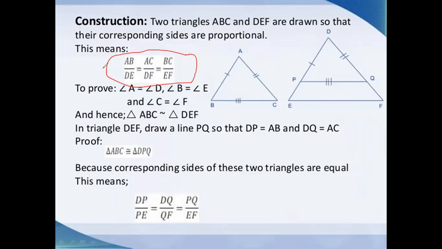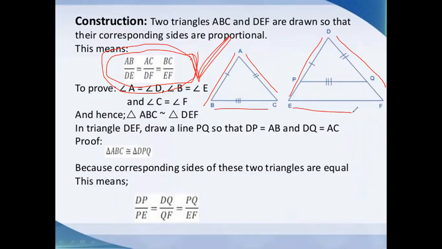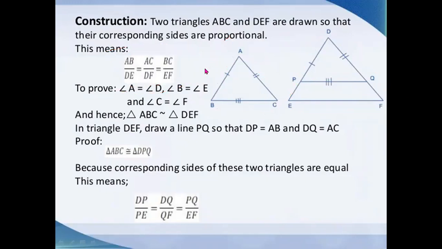And from here, we can also find a missing side. For example, we set up side AB over side DE. And we can set up side AC over side DF. This is how we set up our sides. Side BC, we can set up with side EF on the other. So when we are able to identify that they are proportional to each other, then the triangles are said to be similar. So that is the second test, the side-side test.